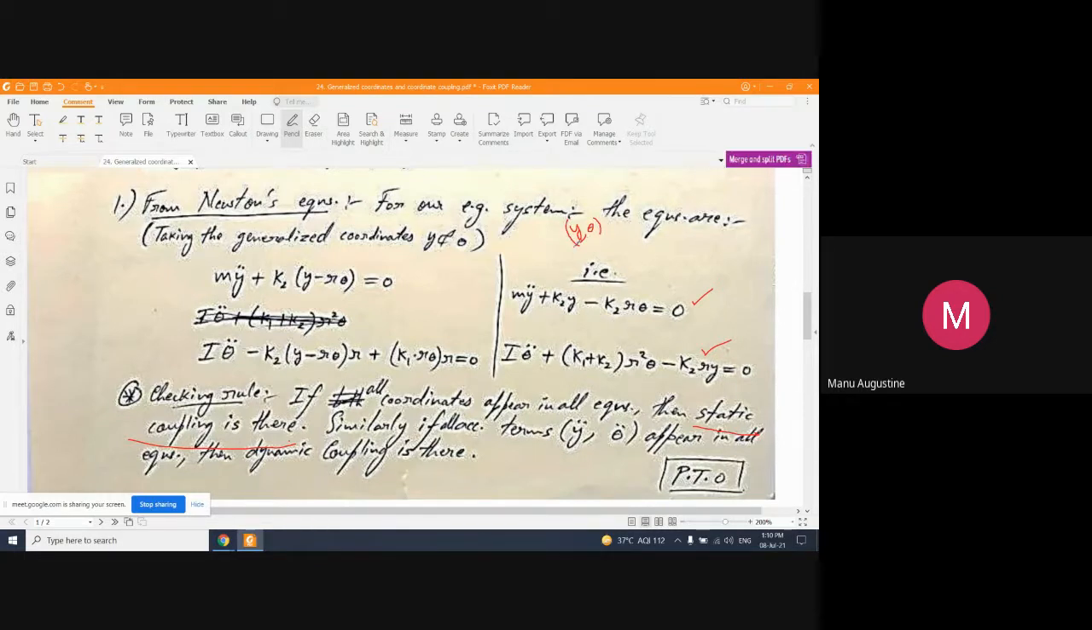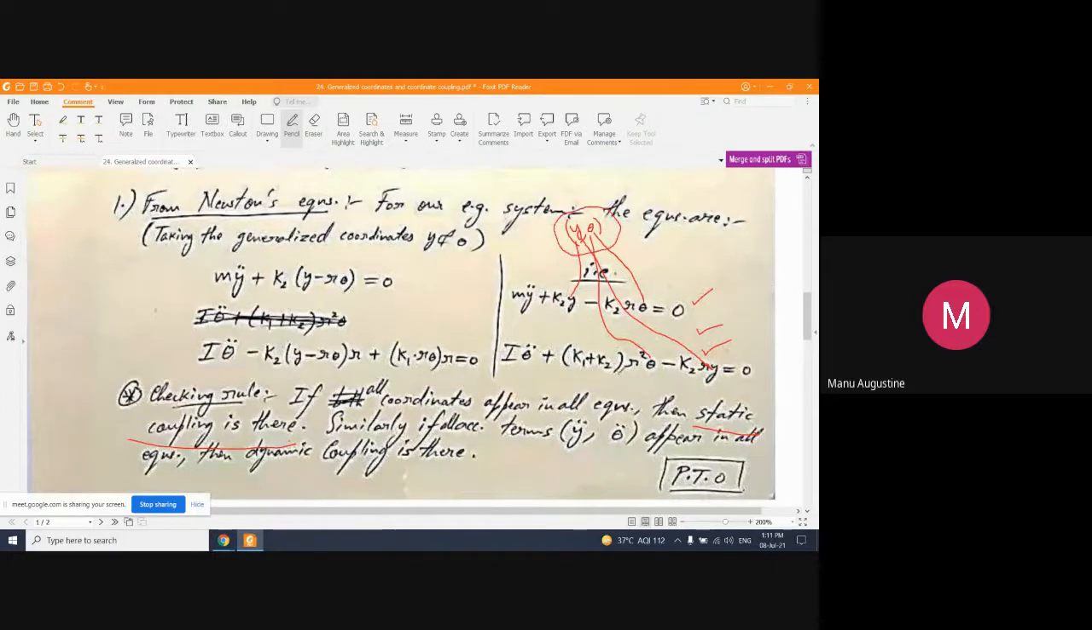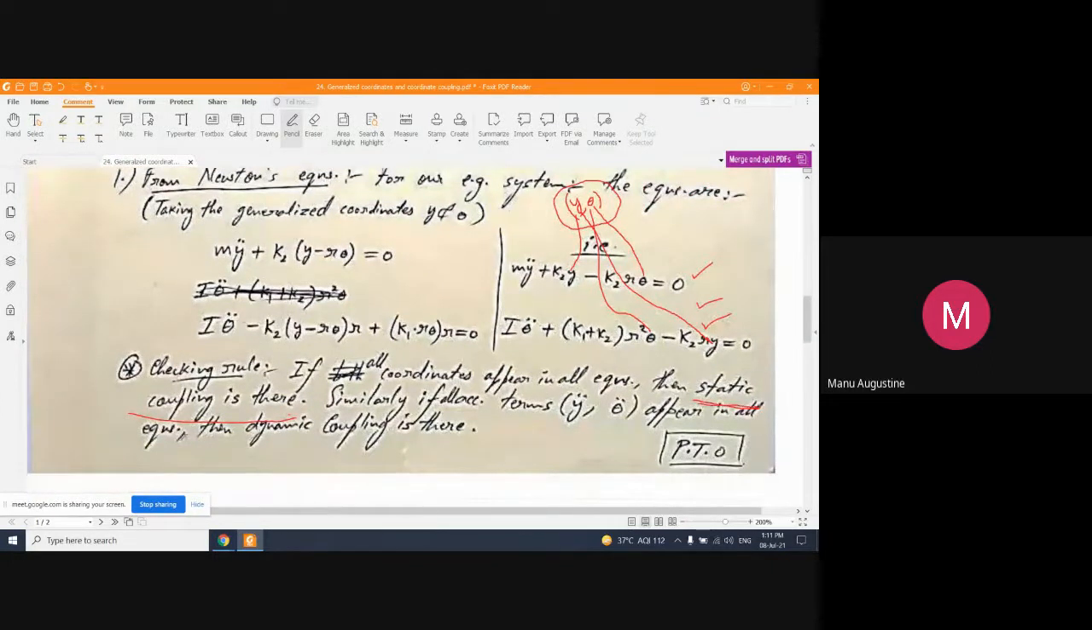So in this equation, you see there is y. In this equation, you see there is theta. Again, in the second equation, you see y is present. You see theta is also present. So as per the rule of checking, you checked whether both your variables y and theta are present in both the equations, and the answer is yes. So that means your y and theta, as a set of generalized coordinates, are statically coupled to each other. Static coupling is there.